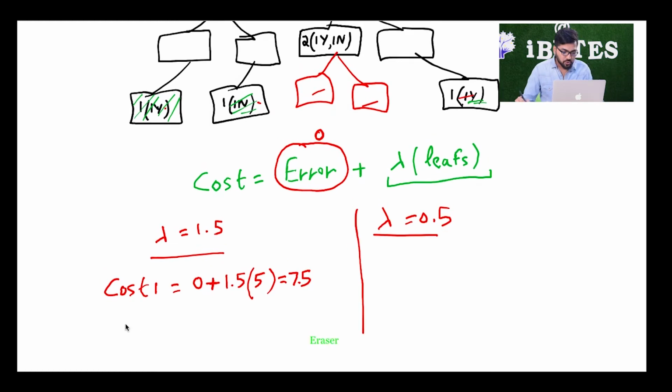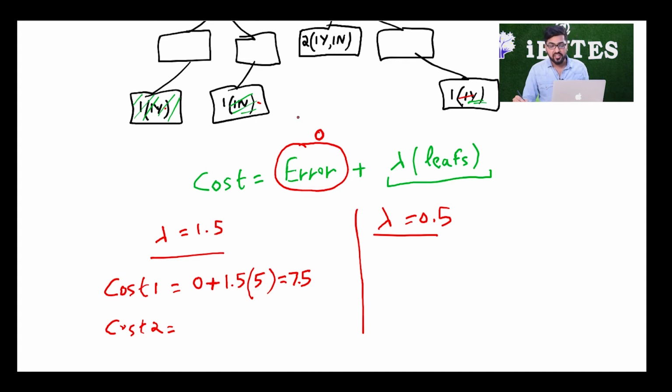Okay. So my cost after pruning, that is cost 2, is going to be, if I remove these 2 from here, basically now I am going to make one training error. Okay, from where is that training error going to come? That is going to come from here, that is one error. Okay, so my cost is going to be 1 plus 1.5 into number of leaves.